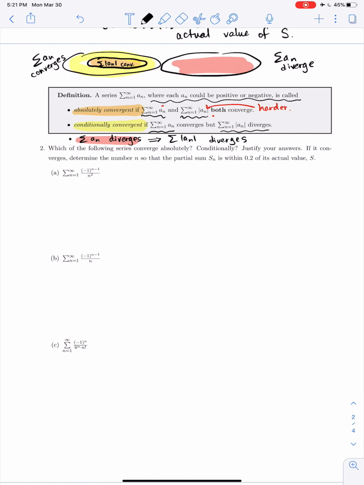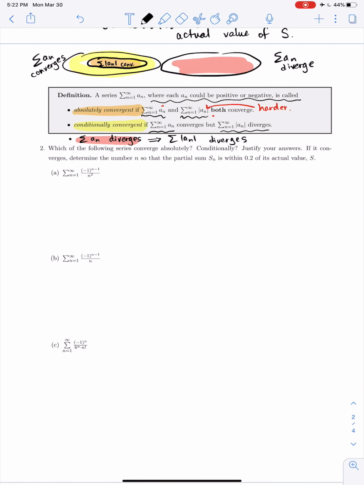And if you converge, so if you're yellow or orange, find the partial sum so that you are within 0.2 of the exact value of that series. Remember, the exact value is hard to find, but as long as it's an alternating series, we can approximate the actual value to some degree of accuracy.